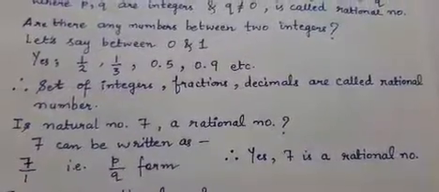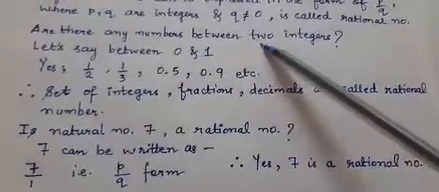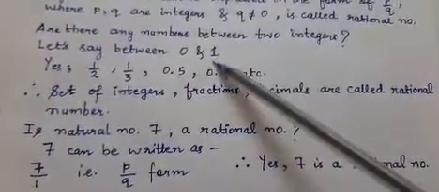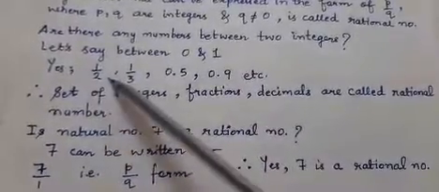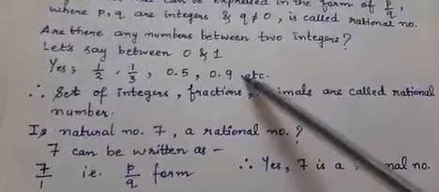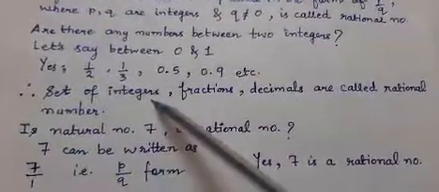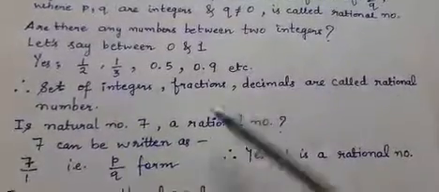Let us understand this with one example. Are there any numbers between two integers? Let us say between 0 and 1. The answer is yes: 1 upon 2, 1 upon 3, 0.5, 0.9, etc. So a set of integers, fractions, and decimals are called rational numbers.